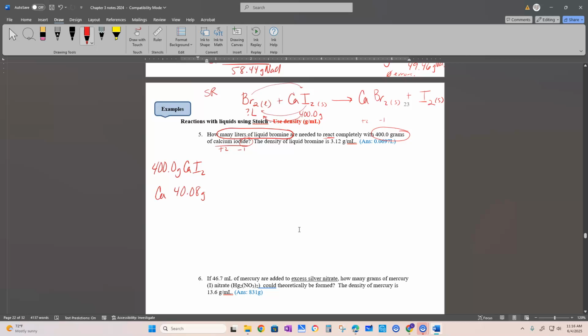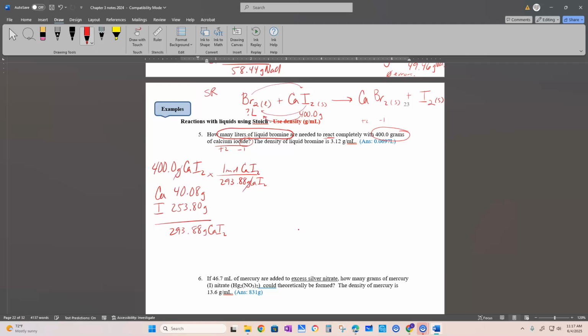Calcium is 40.08. Iodine, big molar mass. I need to take 126.9 times 2. So iodine, 253.80. Always keep the 2 after the decimal. So we're going to add that up. And I'm going to get 293.88 grams of that calcium iodide. So I'm going to put that on the bottom. And what goes on top? I need moles.